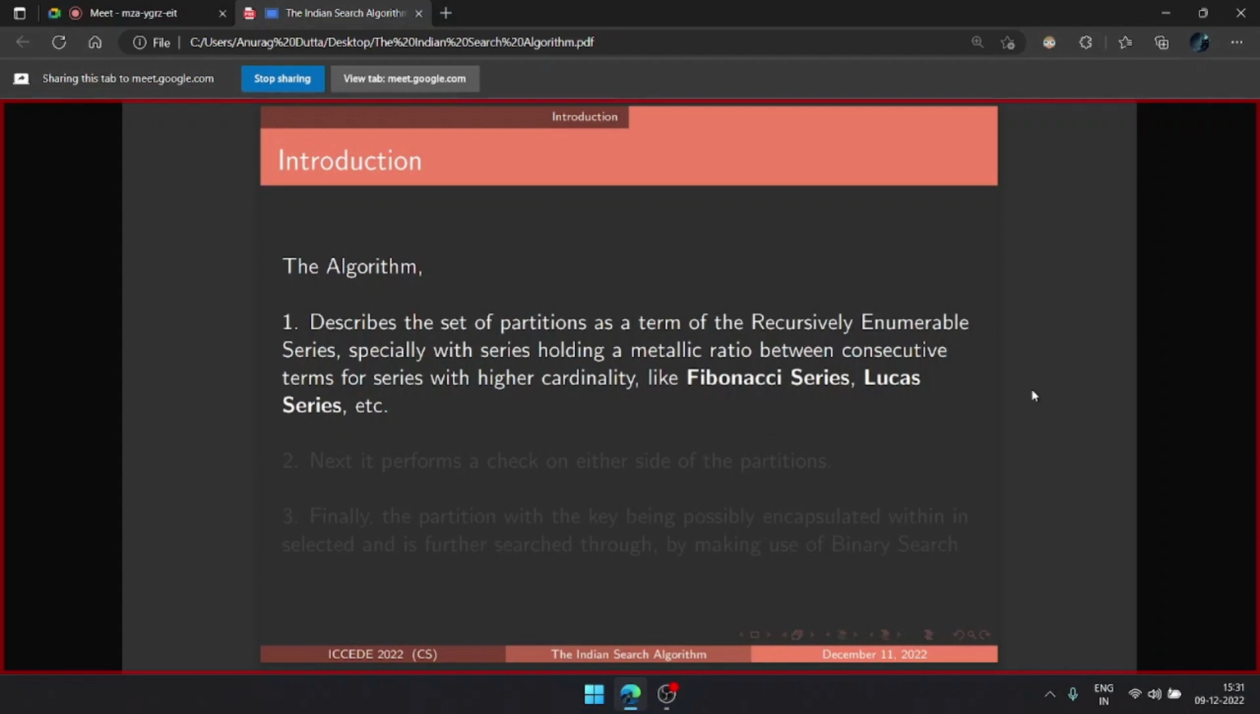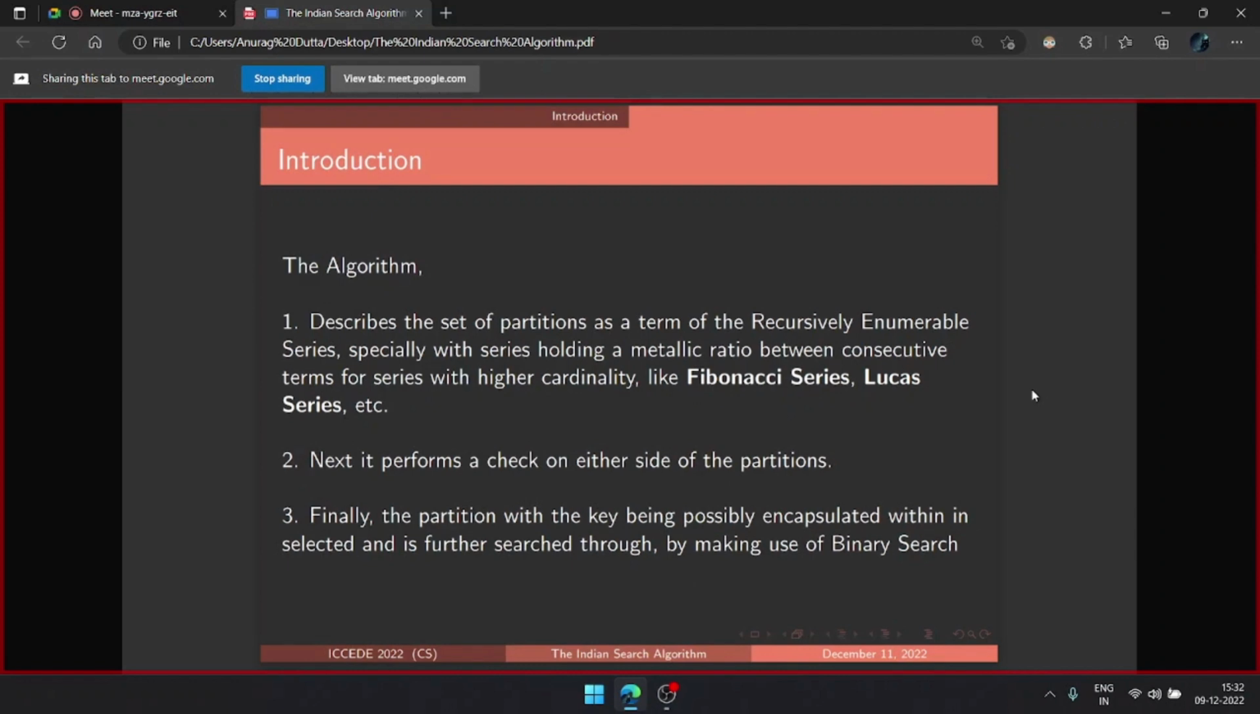The algorithm describes the set of partitions as terms of a recursively enumerable series, especially a series holding a metallic ratio between consecutive terms, for series with high cardinality like the Fibonacci series, Lucas series, Bell series, etc. Next, it performs a check on either side of the partitions. Finally, the partition with the key possibly encapsulated within is selected and further searched by making use of binary search in that partition range.